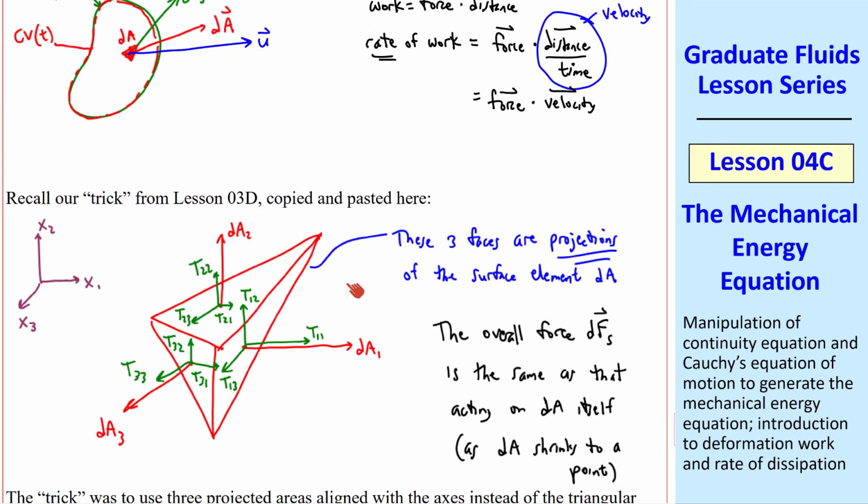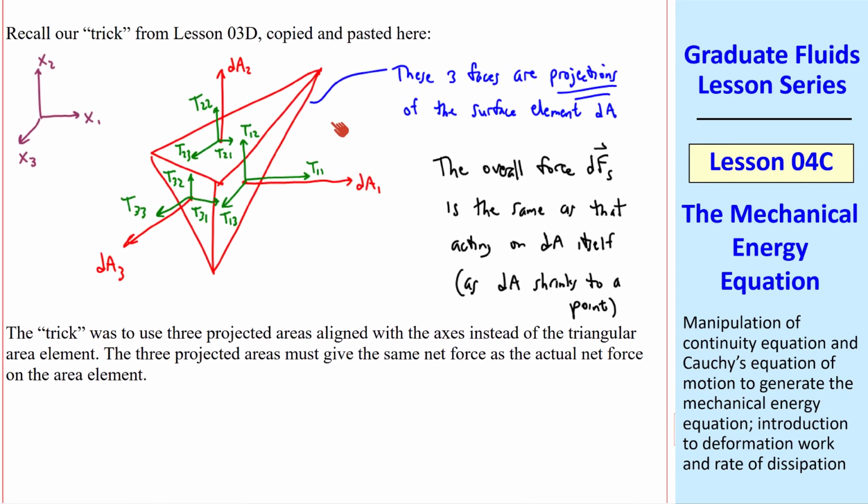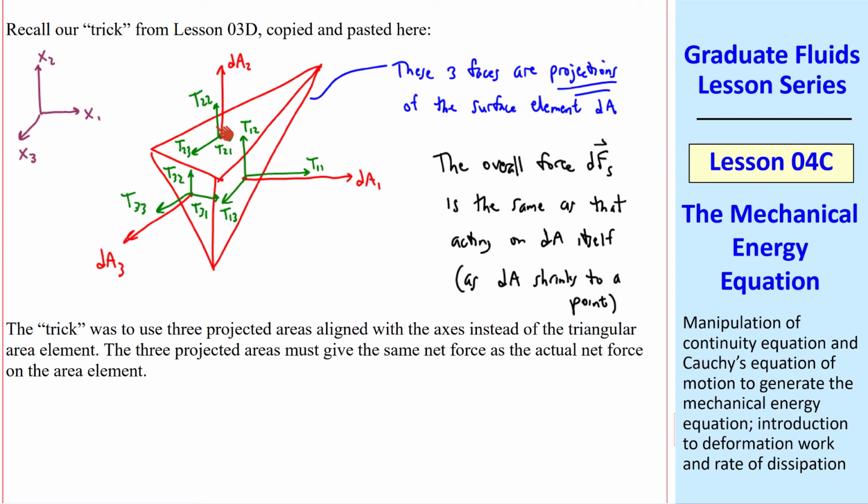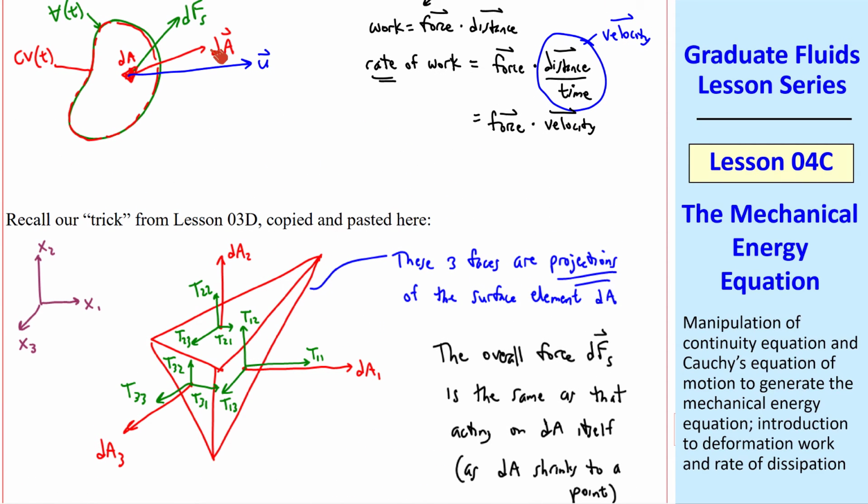If you look back at lesson 3D, I copied and pasted a portion of that lesson here, where I draw 3 projections of surface element dA that are aligned with the coordinate system. dA1, dA2, and dA3 are the components of vector dA.